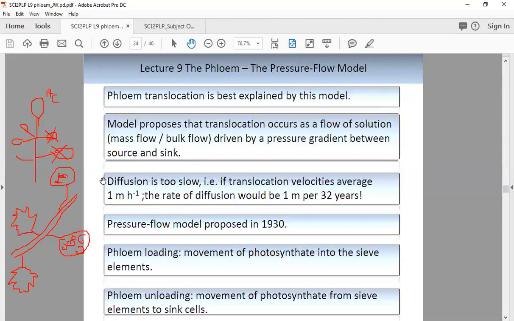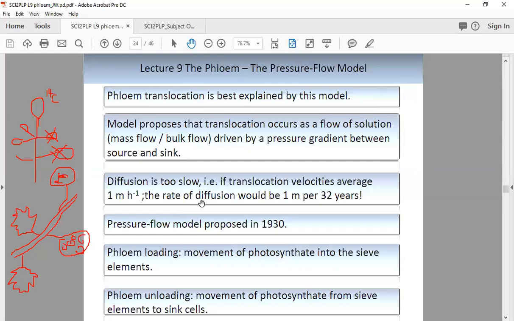It's something like 2.5 seconds for one glucose to diffuse across a cell, which has a diameter of, say, 50 microns. So they can easily calculate how long it would take for a substance to diffuse over 1 metre, a distance of 1 metre.